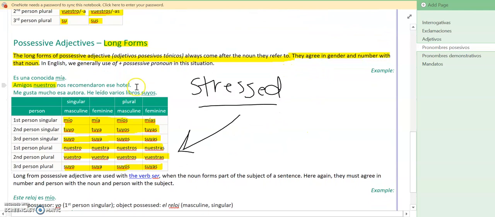Versus the possessive long forms: mío, tuyo, suyo, nuestro, vuestro, suyo. These are for singular, and then plural pretty much get the s, and you can see that they change to a here or as here. The difference with these is they go after, so amigos nuestros.